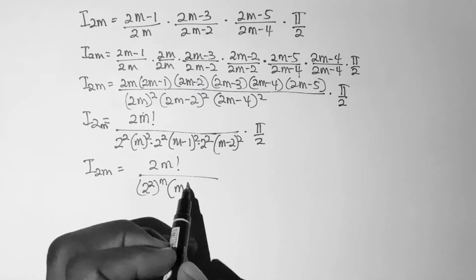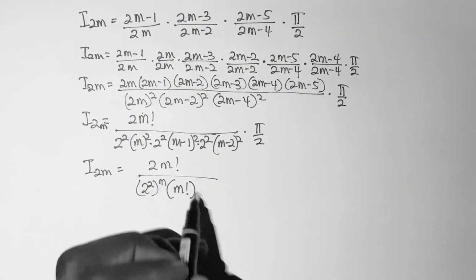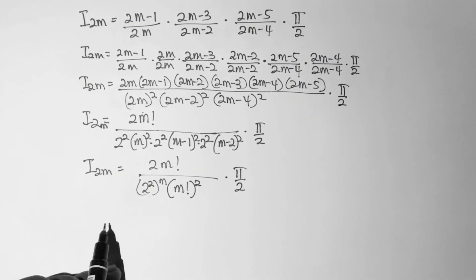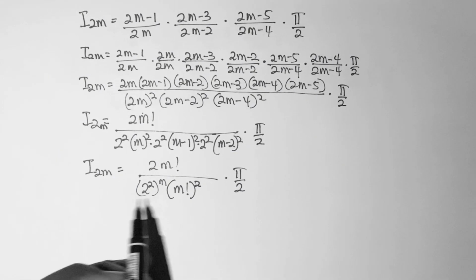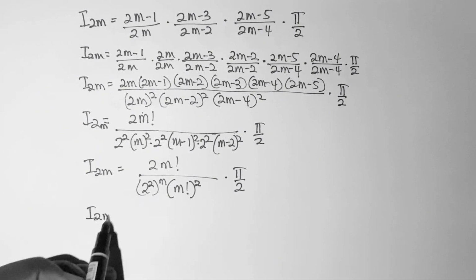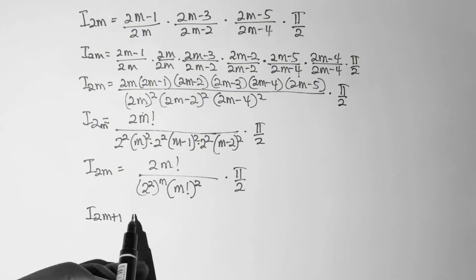So times m factorial, but all of that is squared times pi over 2. So we are done with the case of I of 2m. Let's come to the case of I of 2m plus 1, which is the odd number case.